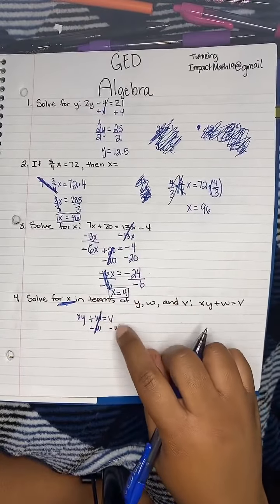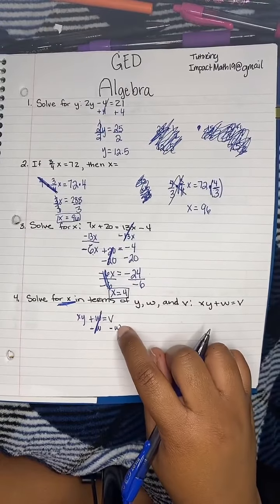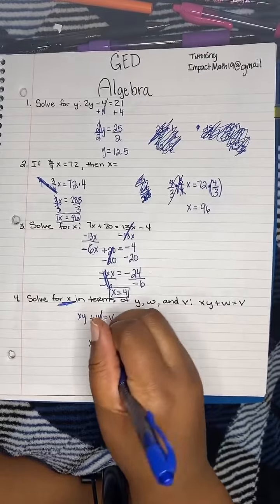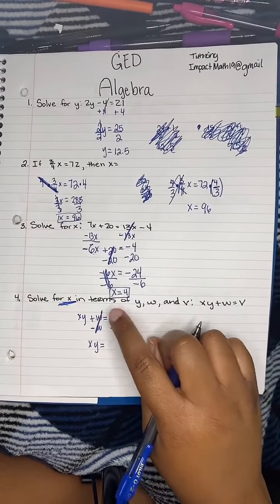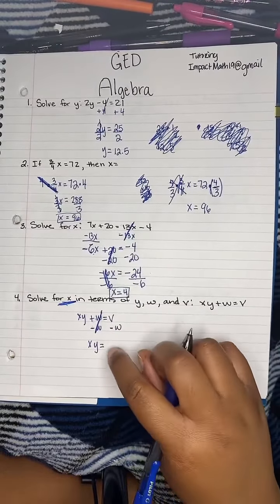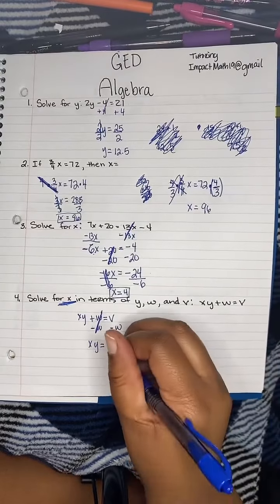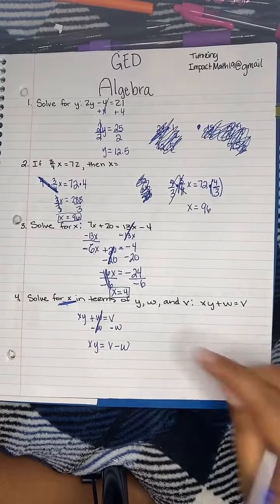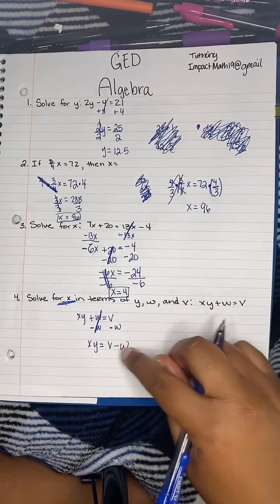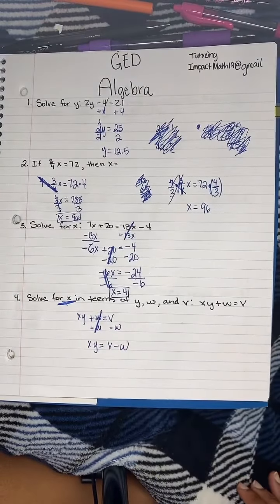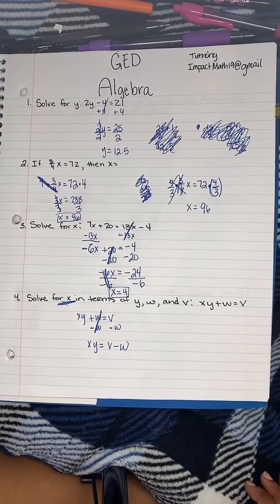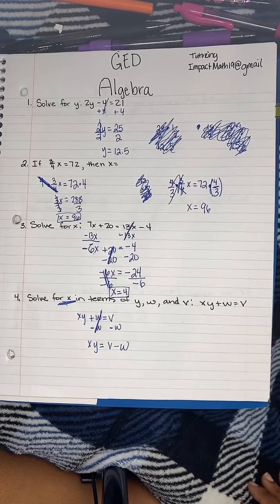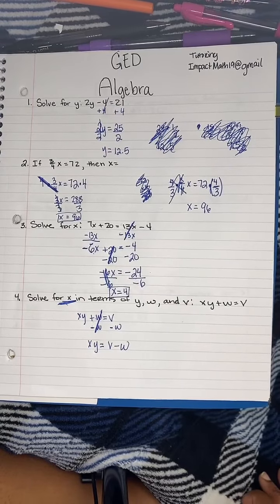Now, remember, these are not like terms, right? So I'm going to drop this down, xy equals. And since these are not like terms, you guys, we just write them right next to each other. So we're going to put v minus w, just like that. We can't do anything. We just have to write them right next to each other. Now, I'm solving for x. What do I do next? How do I get x by itself?